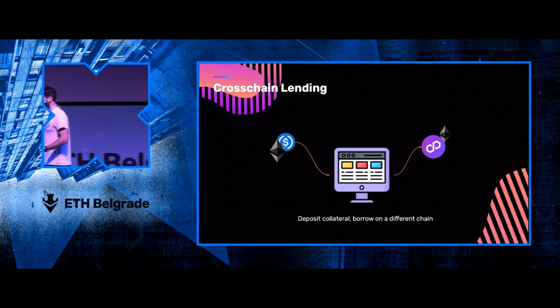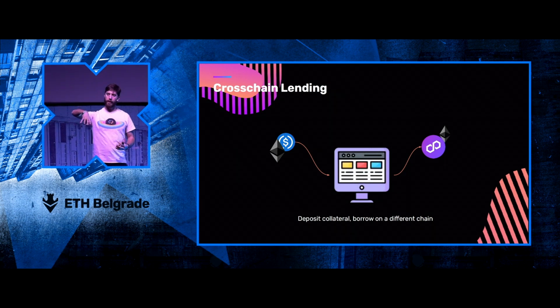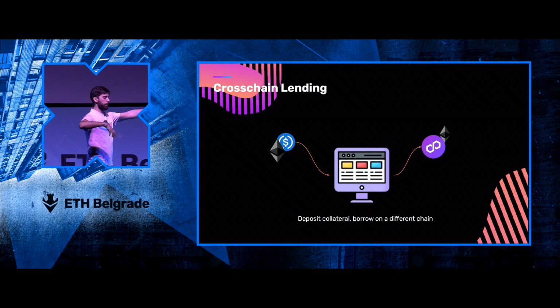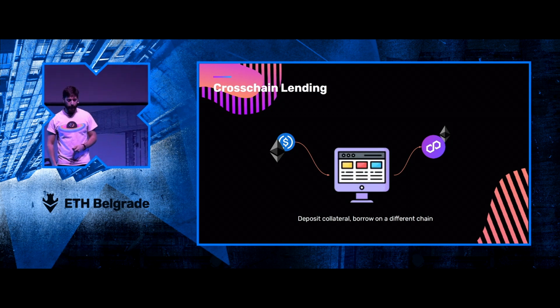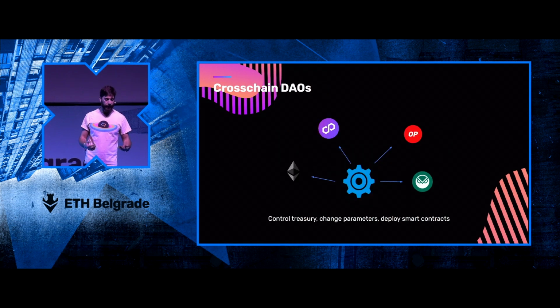You can do really a lot of things. One thing is cross-chain lending, for example. Imagine a lending market that allows you to deposit collateral on one chain, ETH on Ethereum, and then allows you to borrow a stablecoin on another chain, Polygon or wherever, because that's what the user wants in the moment. That's where the best rates are.